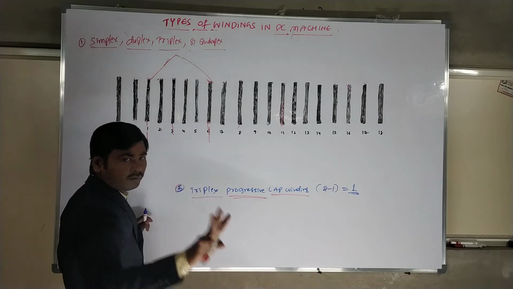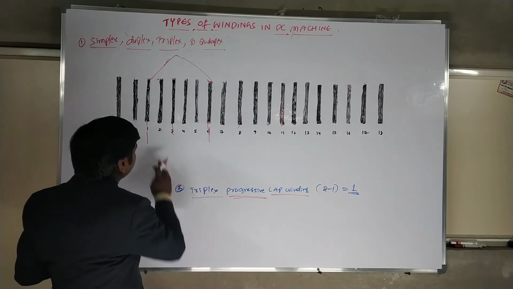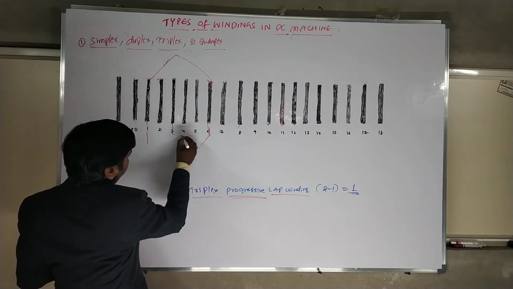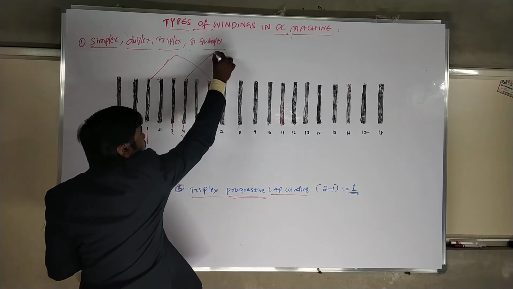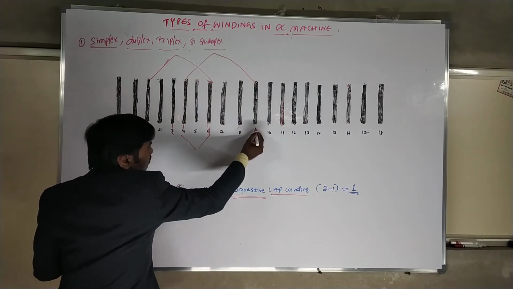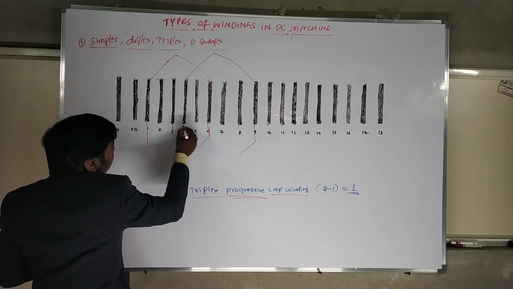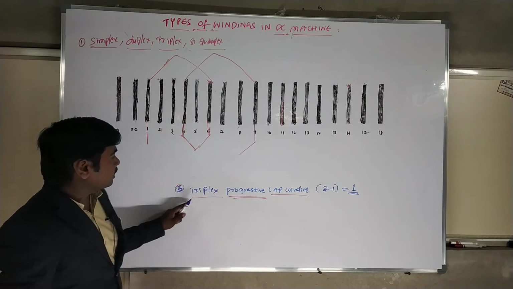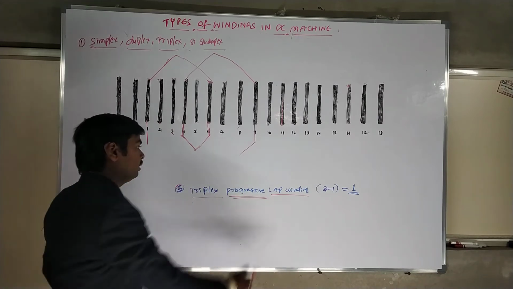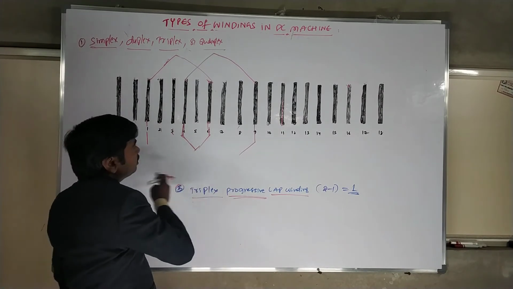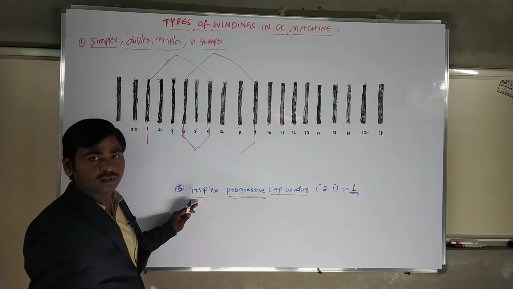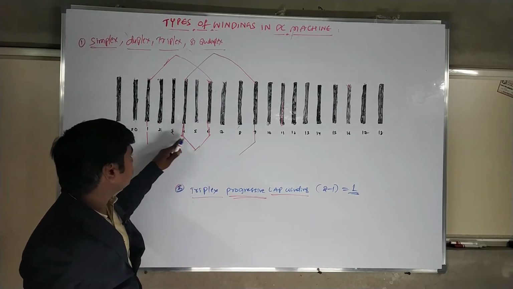Triplex means the winding pitch should be 3. 1, 2, third slot you connect. It should go like this, 1, 2, 3 like this. This type of winding is called a triplex progressive lap winding. Lap winding means loops, which is clear. Progressive means in a positive direction. Triplex means you have to connect after this to the third slot. 1, 2, 3, third slot.